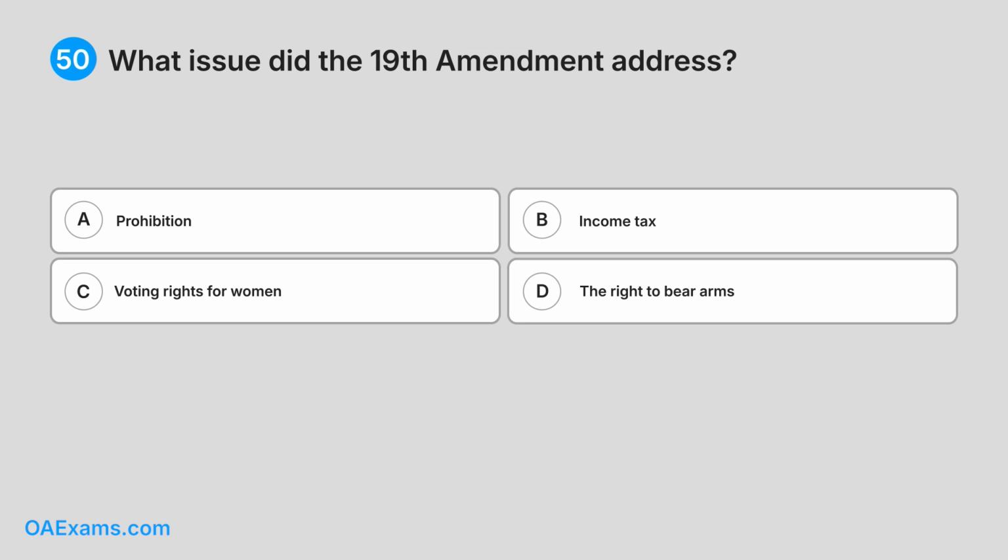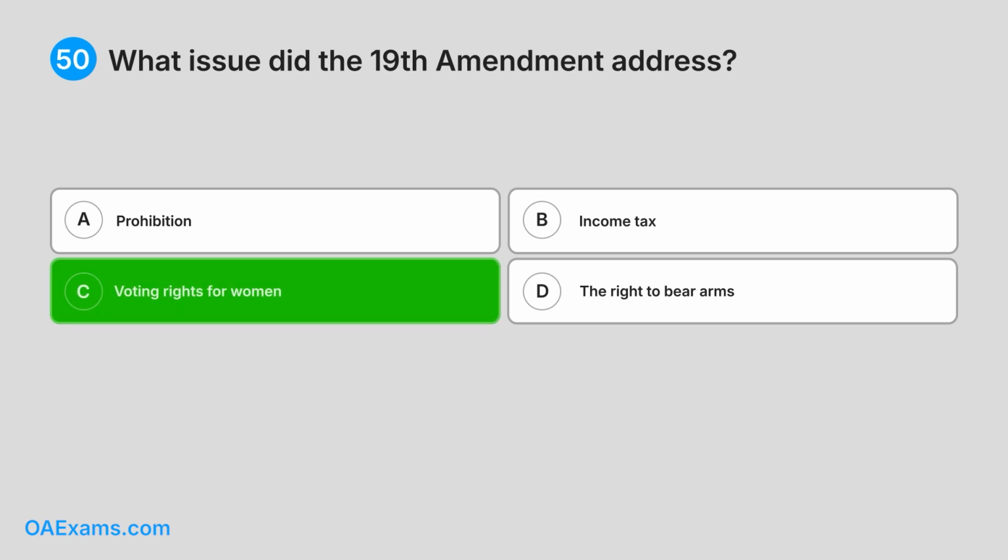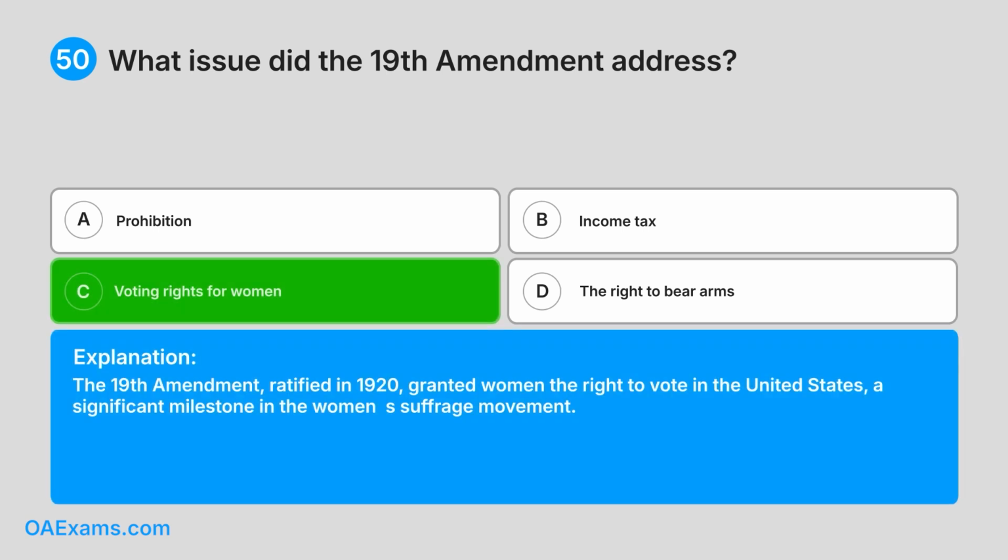50. What issue did the 19th Amendment address? A. Prohibition. B. Income tax. C. Voting rights for women. D. The right to bear arms. Do you know the answer? Correct answer: C. Voting rights for women. Explanation: The 19th Amendment, ratified in 1920, granted women the right to vote in the United States, a significant milestone in the women's suffrage movement.